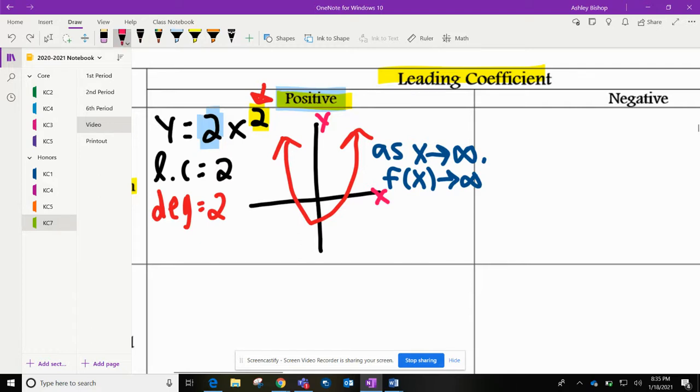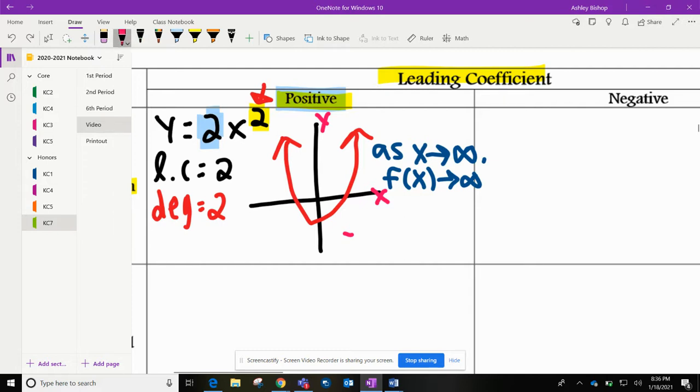This graph is going forever up and to the right. If I were to keep drawing this graph, it would go forever up and to the right. So this means as x approaches infinity, so as you look to the right of my graph, f of x is also going to the right. It's going up, but it's also going to the right towards infinity. These graphs never end. So as x approaches infinity, f of x approaches infinity.